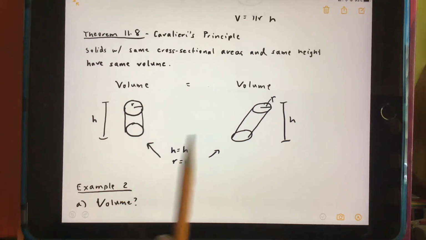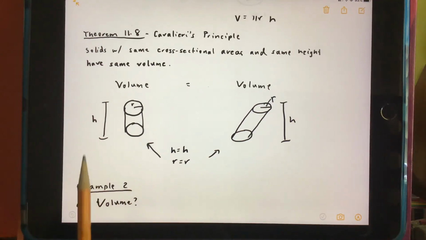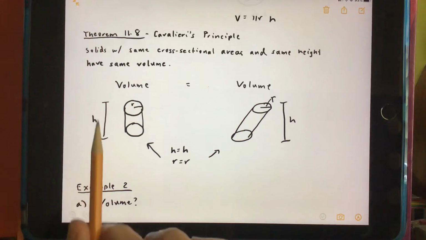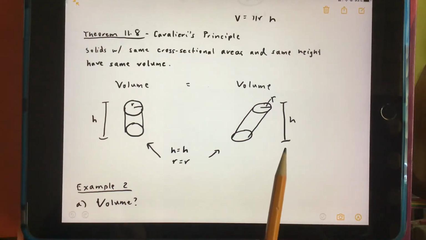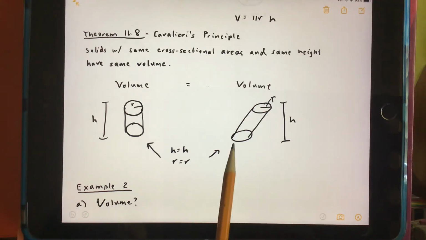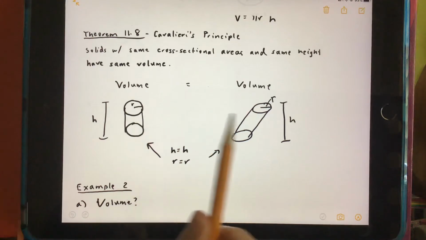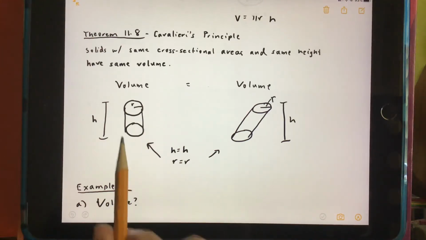So both of these cylinders would have the same volume as long as the height of the cylinder is exactly the same as the distance between these two bases, which would also be called the height. So it's the perpendicular distance to the base. And then as long as their radius is the same. So as long as both of these figures have the same height and the same radius, their volume would be the same. So if you want to figure out the volume of this tipped cylinder, this oblique cylinder is the mathematical name for it, then you would simply plug into pi r squared h.